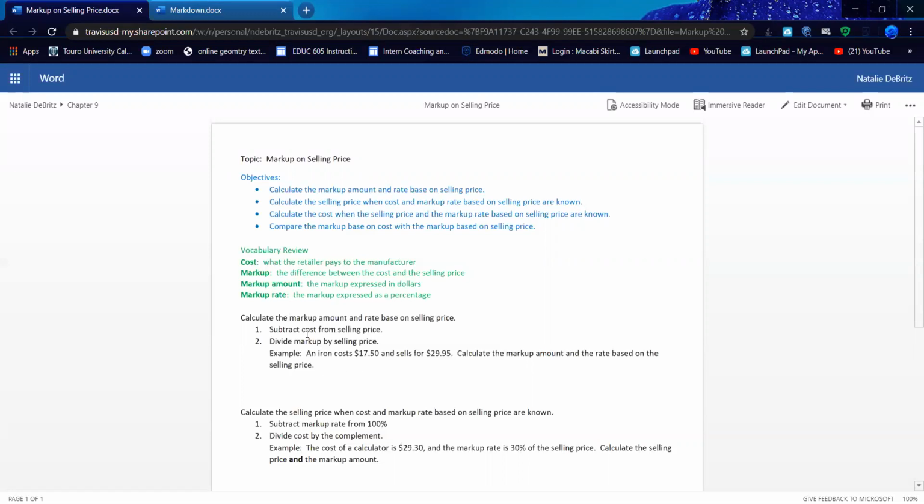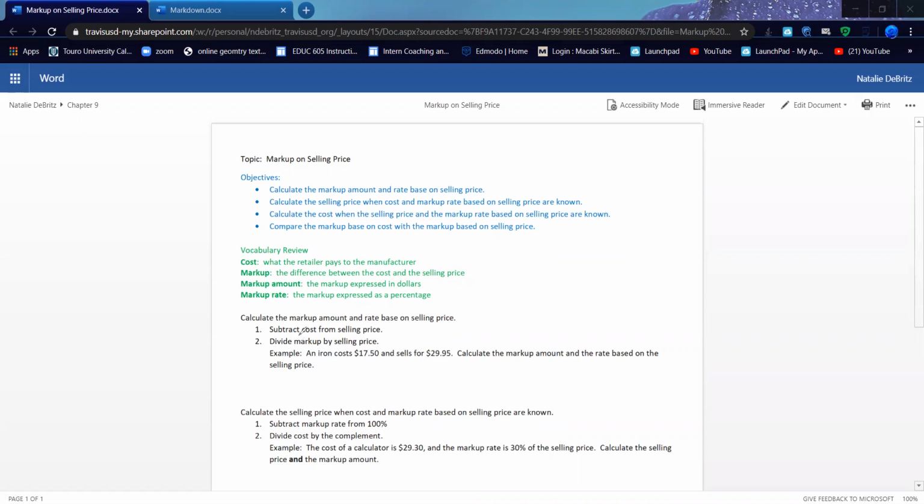So the first thing we're going to do is calculate the markup amount and rate based on selling price. To do that, we subtract the cost from the selling price. So let's do step one here. And then we're going to divide the markup by selling price. So in our example, an iron costs $17.50 and sells for $29.95. We're going to calculate the markup amount and the rate based on the selling price.